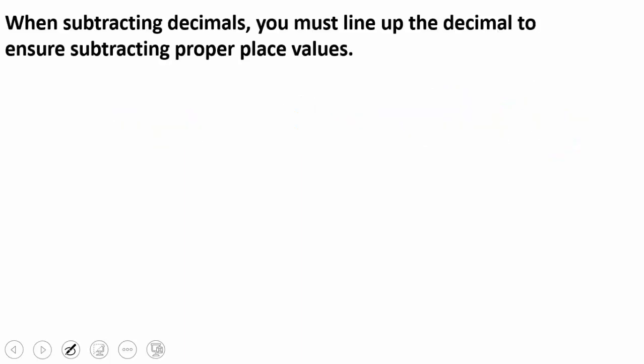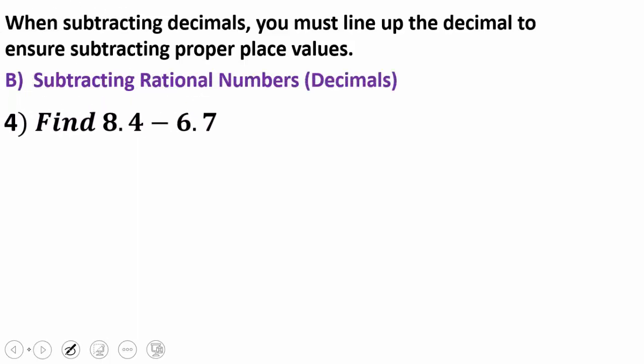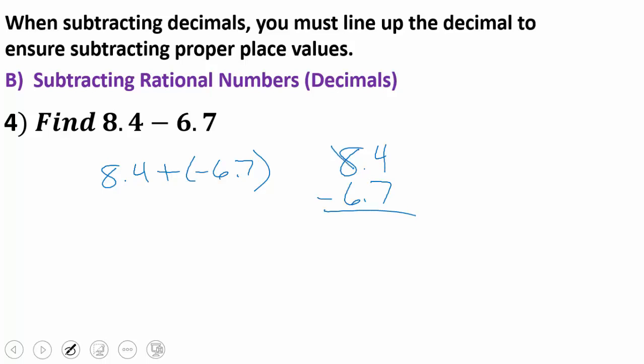Moving right along, when subtracting decimals, once again, you have to line up the decimal to ensure you're subtracting the proper place value, so we're going to make this real quick. 8.4 minus 6.7, following the integer rules, that becomes 8.4 plus a negative 6.7. We recognize now we're adding opposite signs, so we take 8.4, we subtract 6.7, lining up those decimals. We borrow and we get 7, and we drop down and we get 1, negative 1.7.